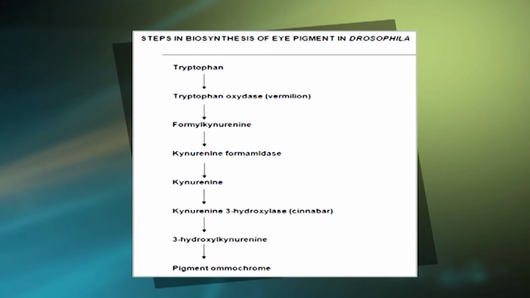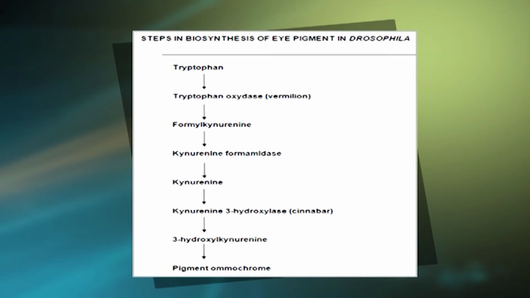Here the various steps in the biosynthesis of eye pigment in Drosophila are shown. Tryptophan is converted into formyl kynurenine by the action of tryptophan oxidase. Formyl kynurenine is further converted into kynurenine by the action of kynurenine formamidase. Kynurenine is further converted into 3-hydroxykynurenine by the action of kynurenine 3-hydroxylase.